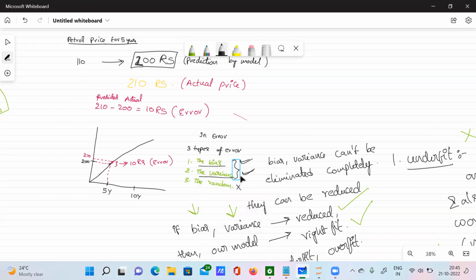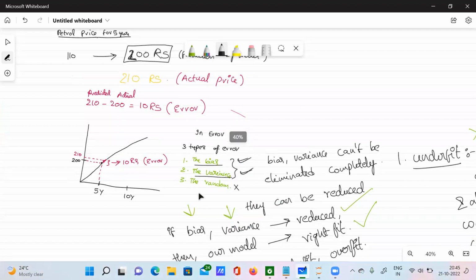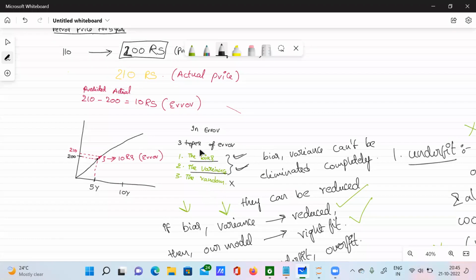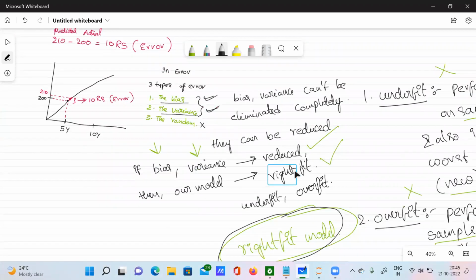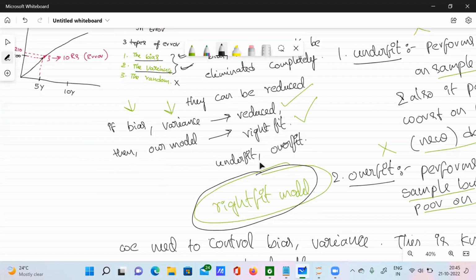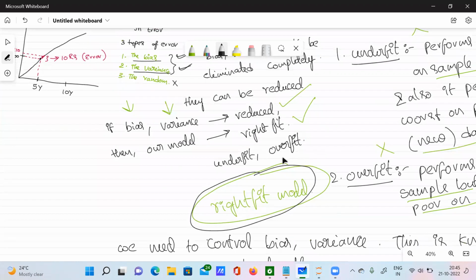So what we can do is, our aim is to build a model which is of right fit. See here, which is of right fit. Why is it important to have the right fit model? Because if we don't make sure our model is in the right fit condition, there may be a chance that our model will definitely fall in either of these two situations. That is, one is underfit or the overfit.